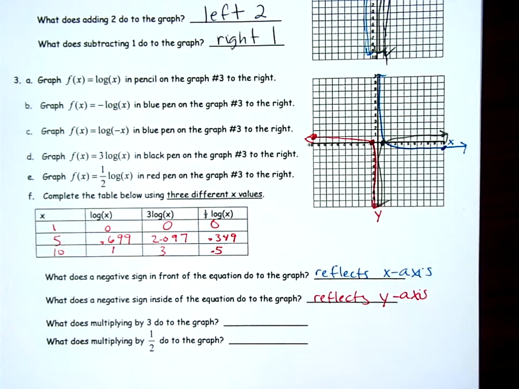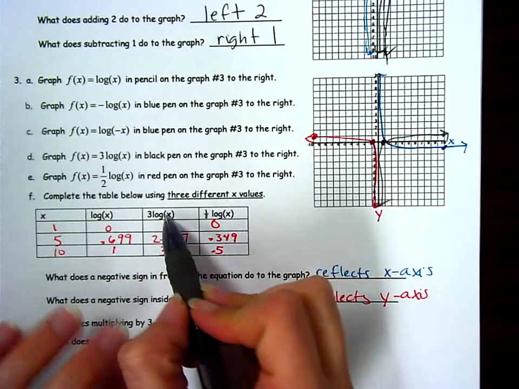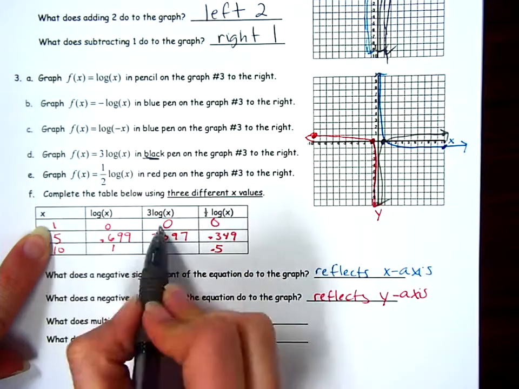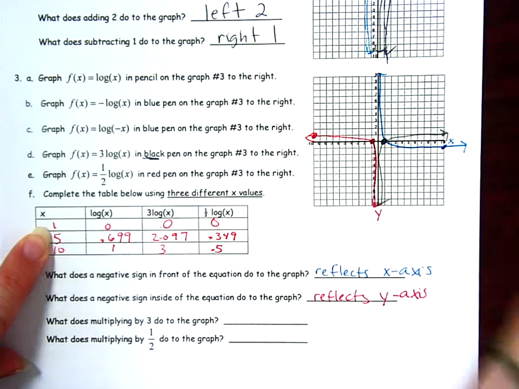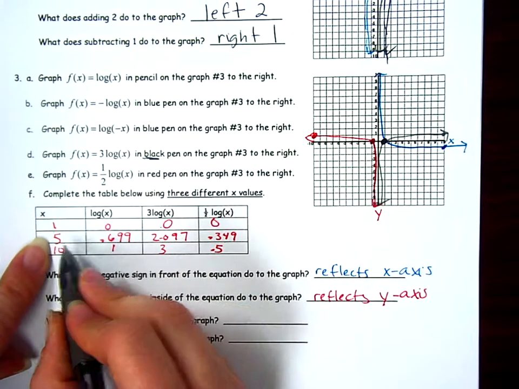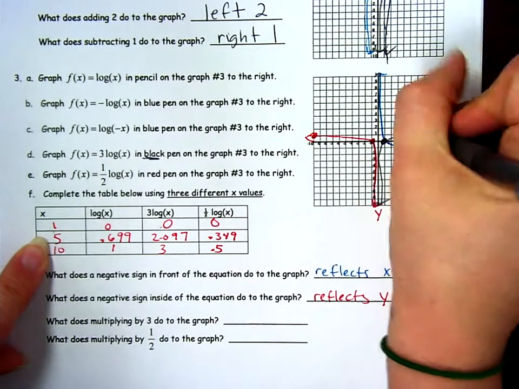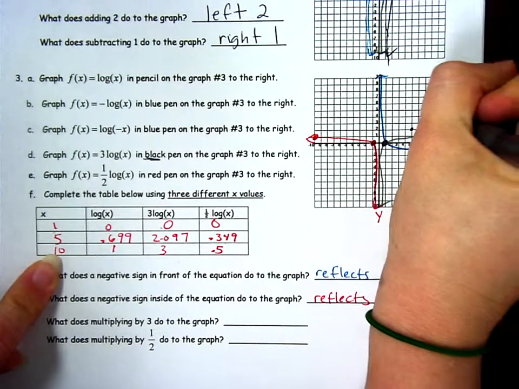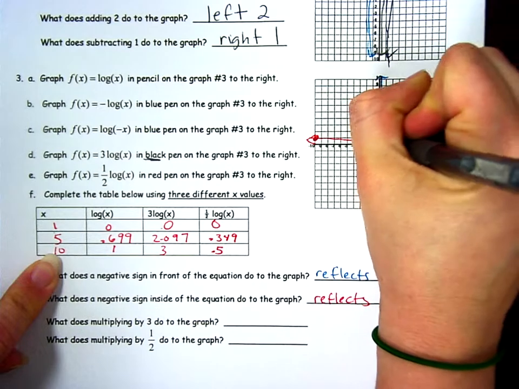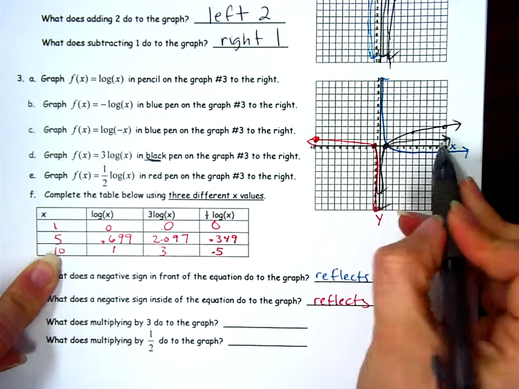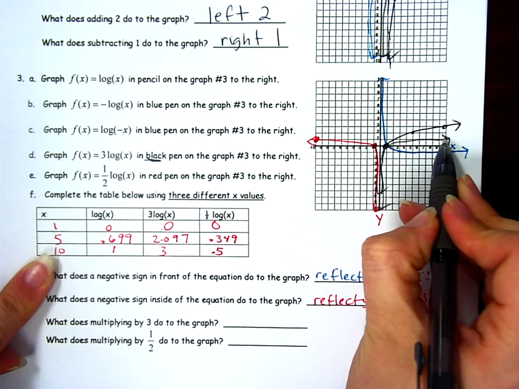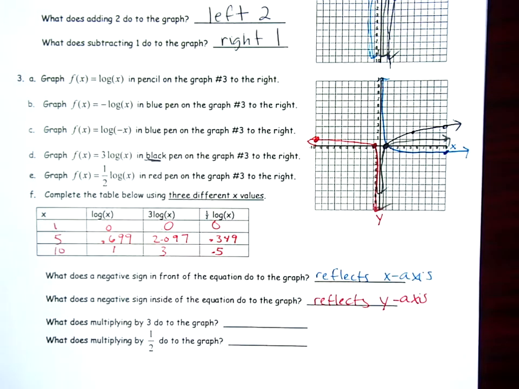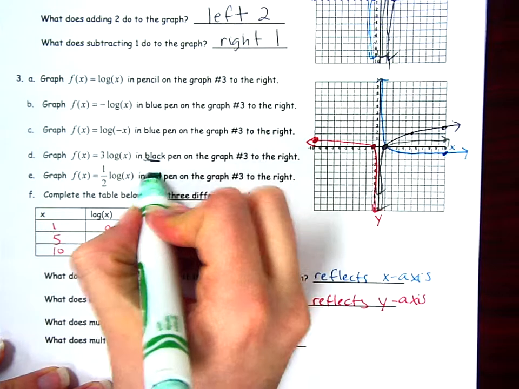So we're going to use those numbers to graph our functions. I'm going to do this first one. We're going to do 3 log of x in our black pen. So for 3 log of x, we have the point (1, 0), same point as all the other ones. Then we have the point 5, just a little bit over 2. And we have the point (10, 3). So if you notice, it has the same starting point as my original, but instead of being up 1 unit, it's up 3 units. So it's 3 times as high.